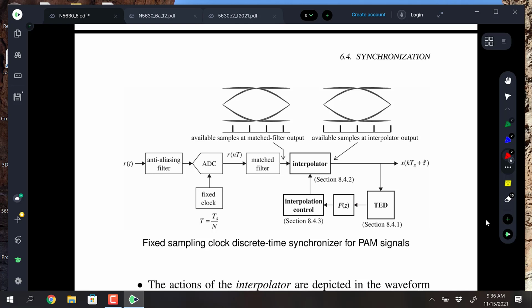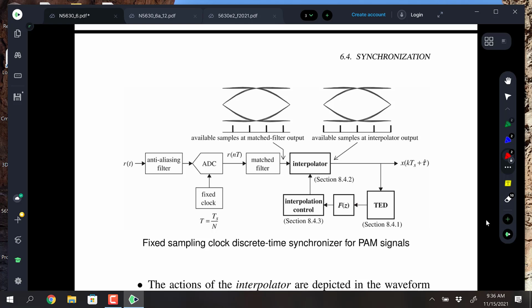So this is the more modern approach where you have a fixed rate clock at the ADC, and generally it's going to be n samples per symbol. So you have T is Ts over n, and it's just humming away. It's close, but it's not on, so it's drifting one way or the other, either a little bit fast or a little bit slow. Your matched filter is still pretty good without having it be perfect. The matched filter still applies pretty well even if it's slipping.